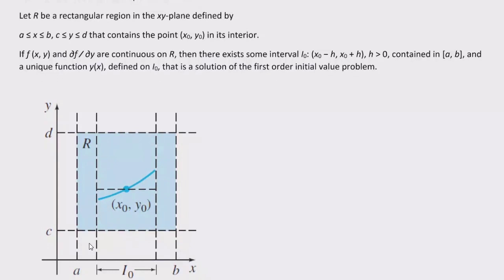And it contains a point on the interior of this region. Then if a function and its derivative are continuous in that region, then there exists an interval such that there does exist a unique solution. So as long as we have some sort of defined interval, then we can guarantee there is some sort of uniqueness.